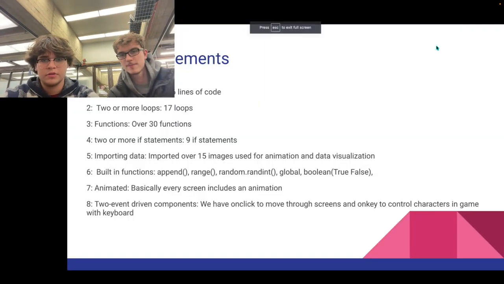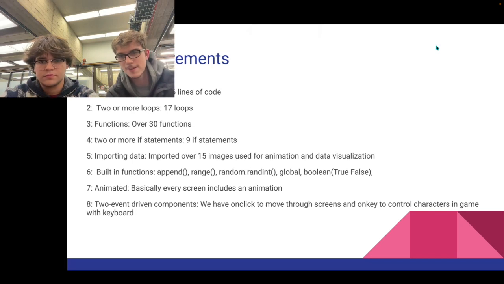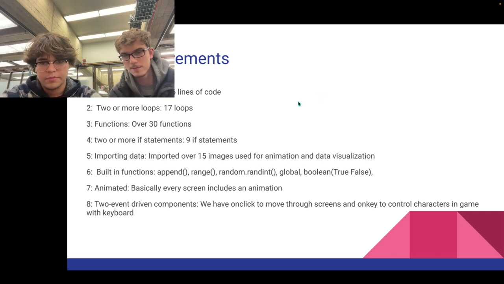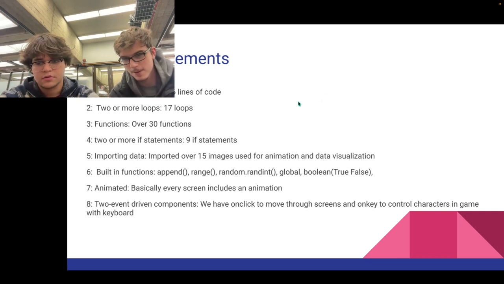And here are the code requirements. So we had over 1,100 lines of code, 17 loops, 30 functions, 9 if statements. We imported over 15 images. We used 6 built-in functions, and we had animations basically on every screen. And so we used on-click to go through the screens and on-key to control the characters in the game.